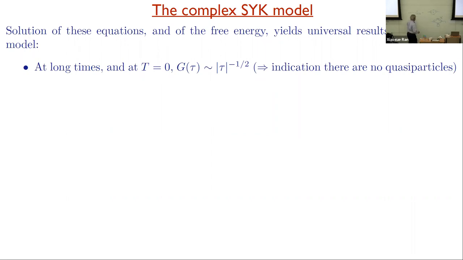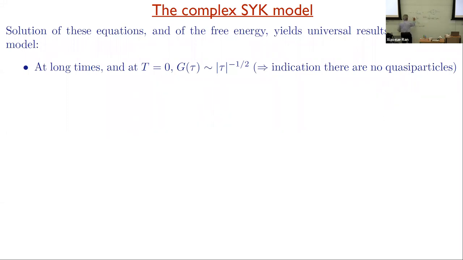You can do it for general power alpha, and you'll find that alpha equals 1/2 is the only solution. So G of tau, okay, let's do it. G goes as 1/tau to the alpha. Then sigma will go as 1/tau to the 3 alpha. Then sigma of omega, you take a Fourier transform, will be a constant plus omega to the power of, it'll turn out, 3 alpha minus 1. Then G of omega is 1/(i omega plus mu minus sigma of 0 minus this thing, omega to the 3 alpha minus 1).